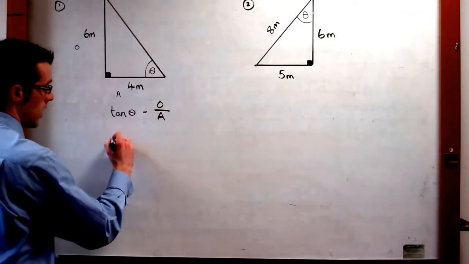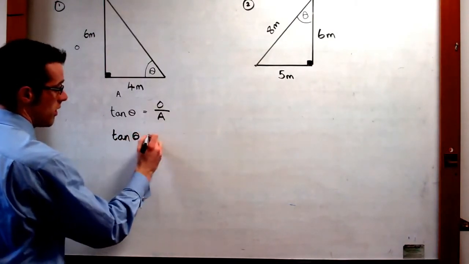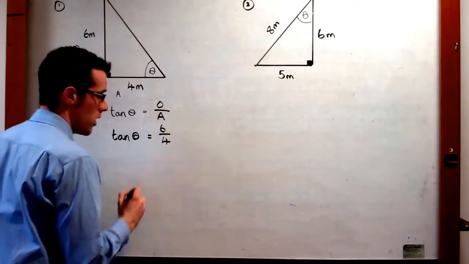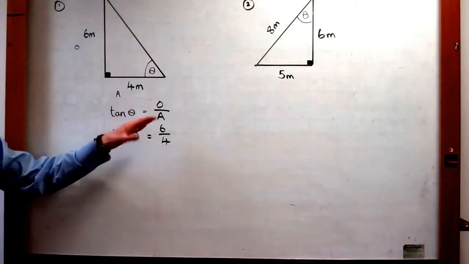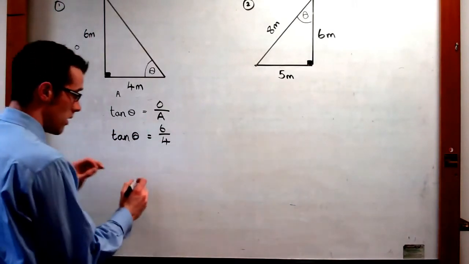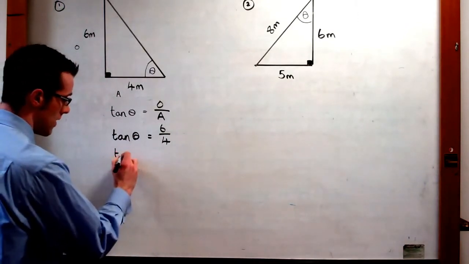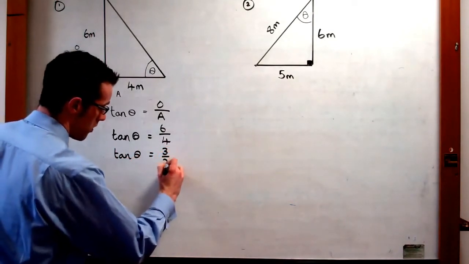So therefore, tan theta is equal to 6 over 4. At this point, you can use your calculator straight away, but I want you to reduce down this fraction just for practice and completeness, to make it a bit easier to put into your calculator. So we've got tan theta is equal to 3 over 2.